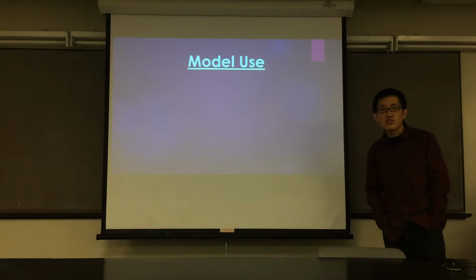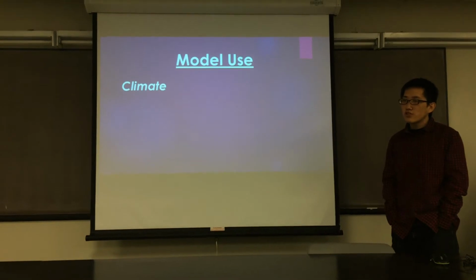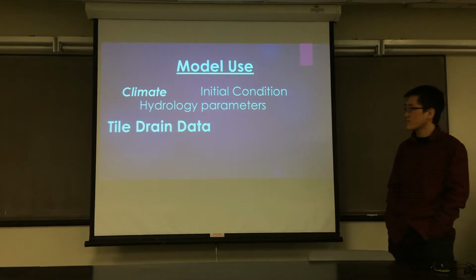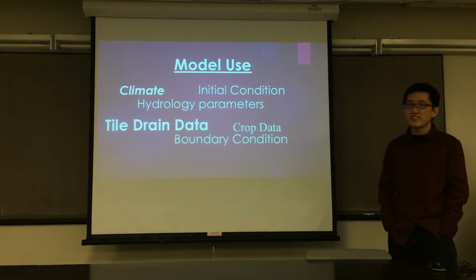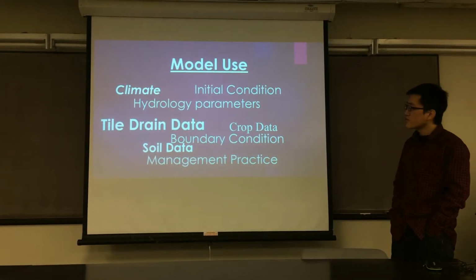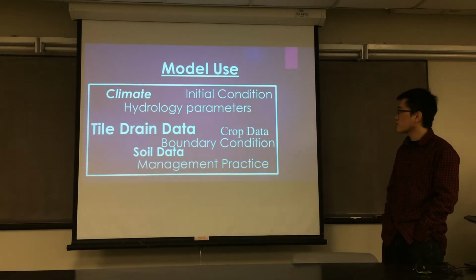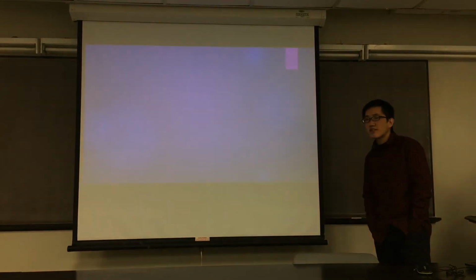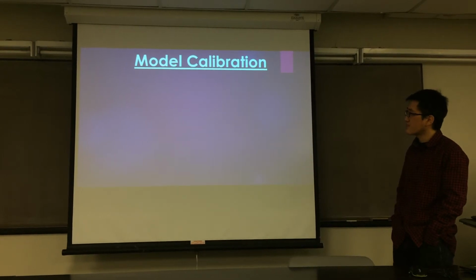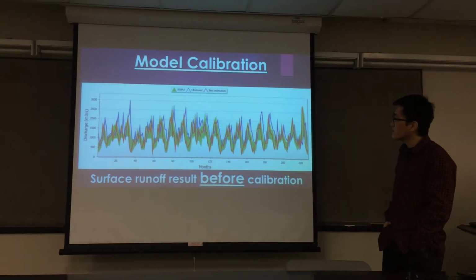Firstly, let's talk about model use. We get the data from field or experiments, such as the climate data, the initial condition, the hydrology parameters, the tile drain data, the crop data, the boundary condition, soil data, and management practice. We need to collect all the data and all the parameters and input them into the model. After the input process, we get our result from the model simulation. With this result, we compare with the measured data.